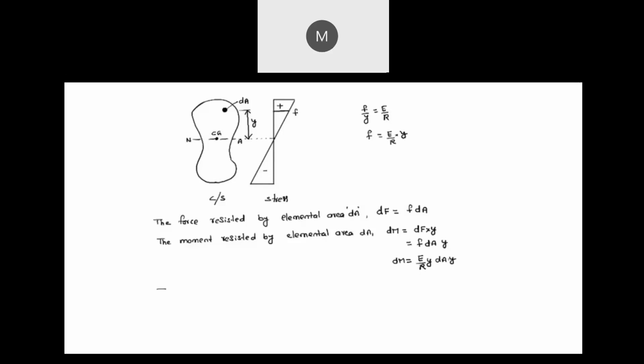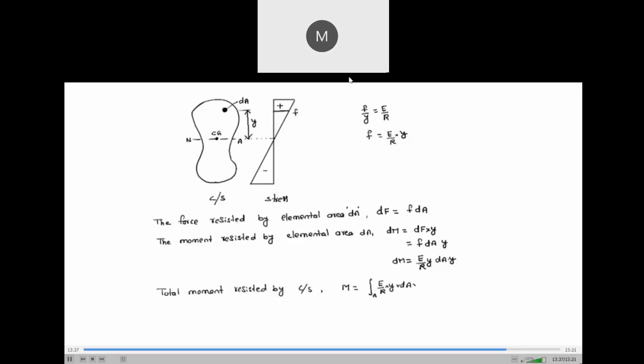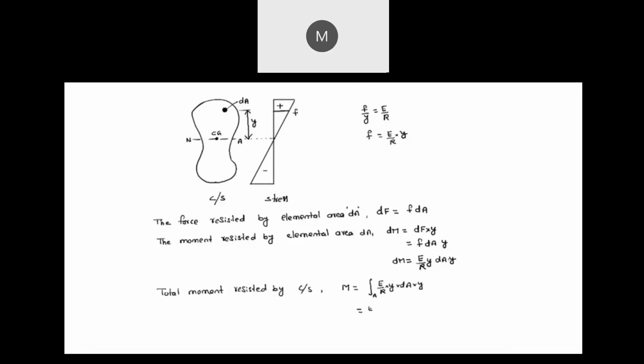Total moment resisted by the cross section, M equal to integration over the area of E by R into y into dA into y, which is equal to E by R into integral y square dA over the entire cross section area A. So which is equal to E by R into I, where I equal to moment of inertia.